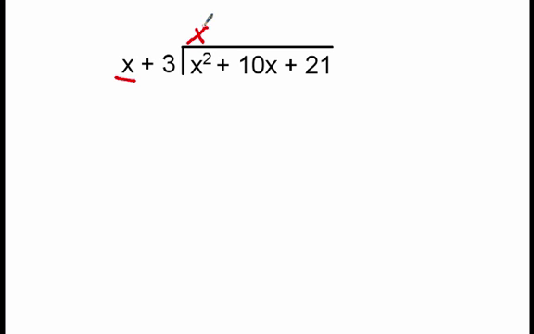Now what we're going to do with this x is take it and multiply it by both terms in our binomial, and we're going to subtract them. So x times x is x squared, so we're going to say minus x squared, being careful to line it up with the term that it goes with. Then x times 3 is 3x, so minus 3x over here. So we're going to do our subtraction. x squared minus x squared, those cancel out, equals 0. 10x minus 3x is 7x. And then we bring down our plus 21.